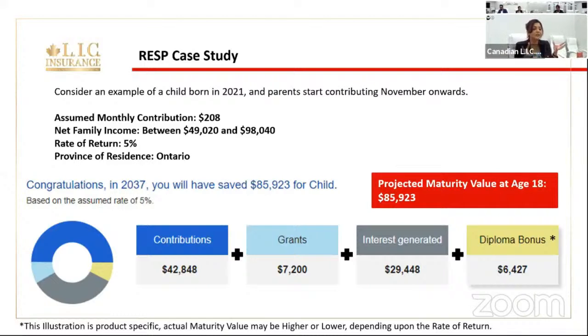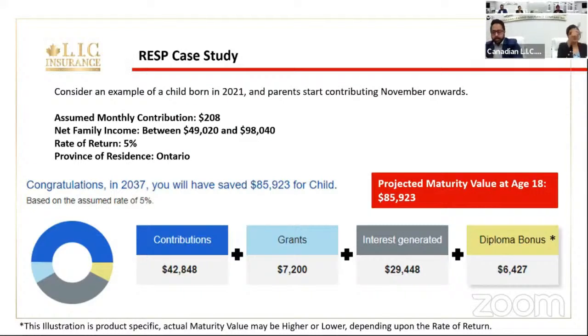You have created a big fund of close to $86,000 for your child's education. In this case, you almost doubled your money. As a parent, I always recommend this, because nothing can beat it. Doubling your money, right? Got it. And this number is based on a 5% interest, right?